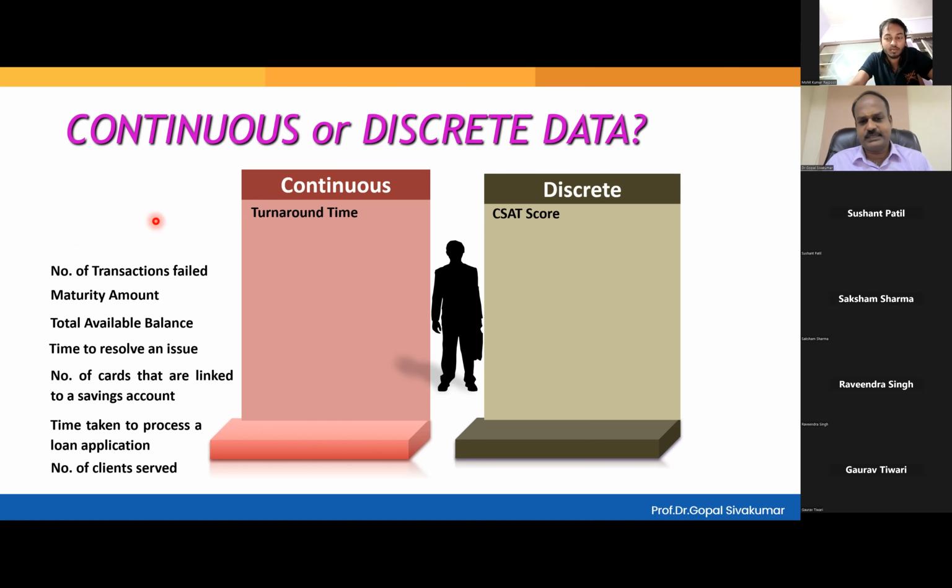Number of failed transactions. Discrete data, because that is also countable, right? Always a whole number.